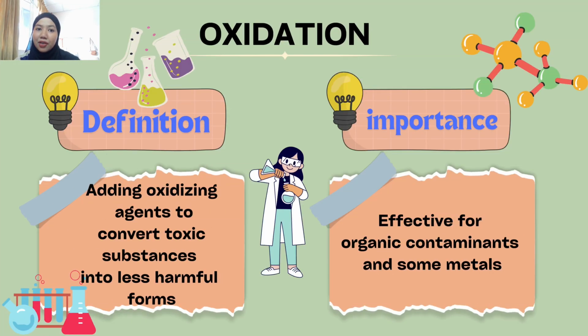So, oxidation involves adding an oxidizing agent to hazardous waste to convert toxic substances into less harmful or more easily removable forms. This method is particularly effective for treating organic contaminants such as phenol and hydrocarbons and certain inorganic substances including some metals. The goal is to transform these harmful compounds into less toxic or more stable forms.